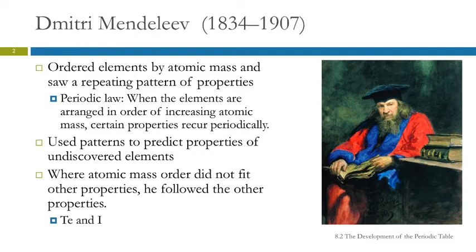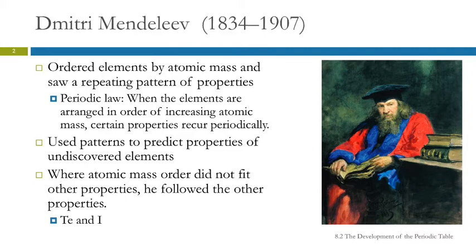When atomic mass order didn't fit with the other properties, he followed the other properties instead of rigidly following the mass order. And so when we look at the periodic table, there are a couple of pairs of elements where the elements are out of atomic mass order. And one of those pairs is tellurium and iodine. So we see that tellurium is number 52 and its mass is 127.6. Iodine is to the right of it, but its mass is less, 126.9. But they belong there because of how their properties line up with those around them.